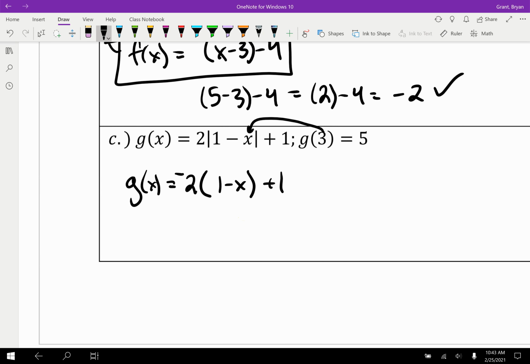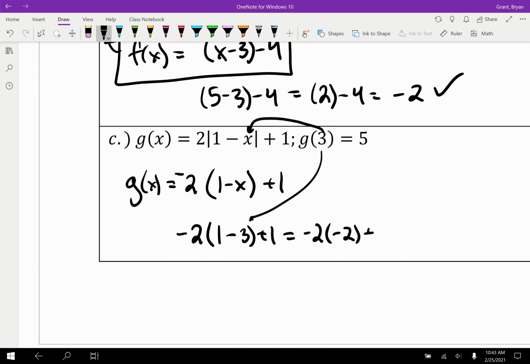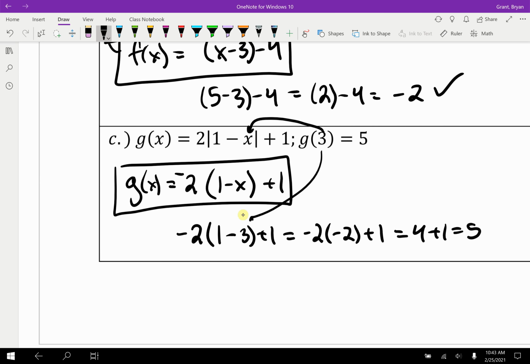My guess is I'll need to choose the negative branch. This negative is going to be needed to turn the interior here to a positive. So I'm going to guess that at first. If you didn't guess that, try it. If it doesn't work, try it again. So I'm going to try negative 2 times 1 minus my input of 3 plus 1. Negative 2 times negative 2 plus 1. I need this answer always to be positive, which is why I have the extra negative there. 4 plus 1 is 5. So the branch, or the part of absolute value that contains this initial condition, is this linear function.